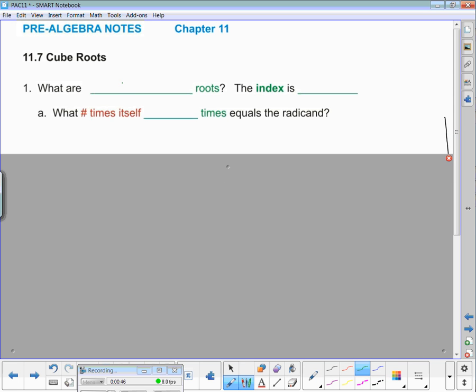What are cube roots? Well, as we just said, the index is 3. Adriana, can you close that door for me, please?